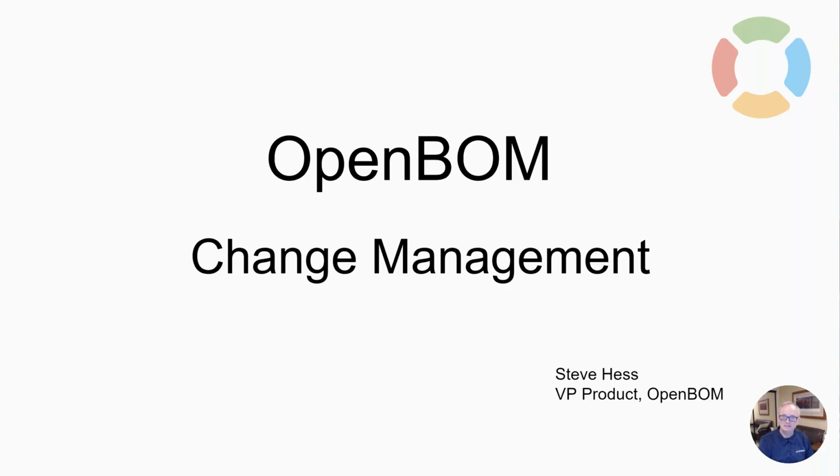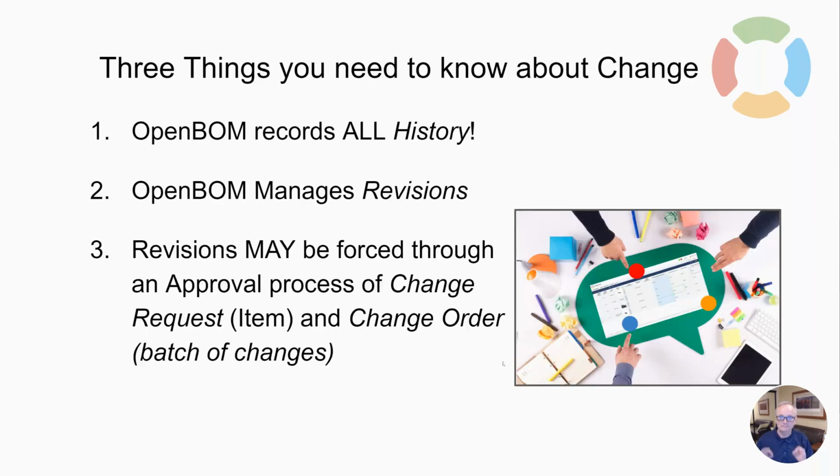In the next few minutes, I'd like to take you through the three key important aspects of change management in OpenBOM. Number one, OpenBOM records all the history of your changes. Number two, OpenBOM manages revisions, and we'll see how that works. And number three, revisions may or may not be forced through an approval process where you can capture a workflow and manage change requests, in other words, for an item or change order, sort of batches of changes. And again, we're going to see how that works here in just a moment. So let's go ahead and get started.